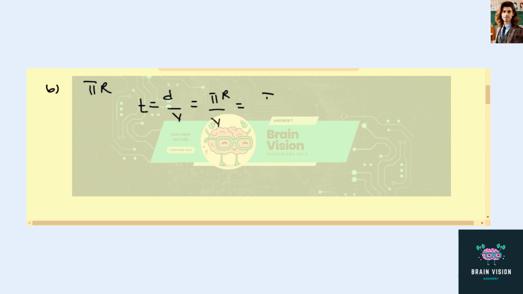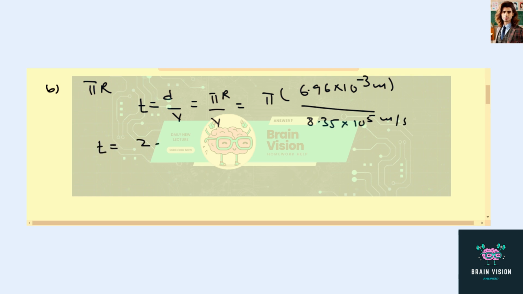And then we have a speed in the denominator. Let's plug in values. Pi into 6.96 times 10 to the power minus 3 meter divided by 8.35 multiplied by 10 to the power 5 meter per second. So we have time t is equal to 2.62 times 10 to the power minus 8 seconds. Now let's do part C.